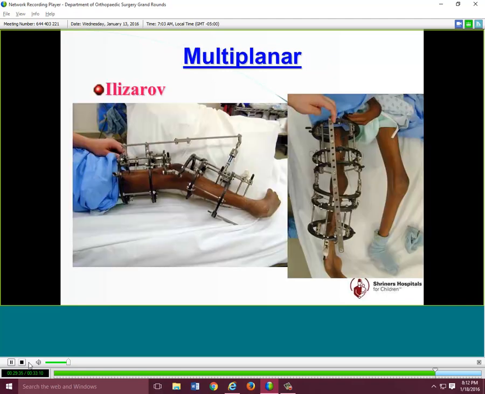The multiplanar ones, these I use a lot, less for bone deformity, more for straightening out knees. As Chris was saying, I see a lot of children with arthrogryposis. A lot of these have knee flexion contractures. So an Ilizarov is a very handy way to treat these. You can put the hinges exactly where you want them to line up with the knee well, and you can get the knee to straighten out nicely.